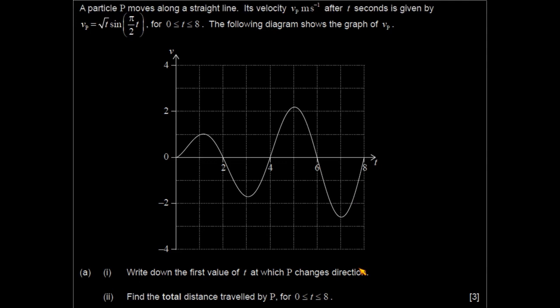So P will change direction when the velocity, which is here, changes sign. A positive velocity means it will be going in one direction. Negative velocity means it will be going in the opposite direction. So where we start off moving in the positive direction, and then at this point here we get a change in the sign of v. So at this point here is where we get a change of direction. So this occurs when t is equal to 2.